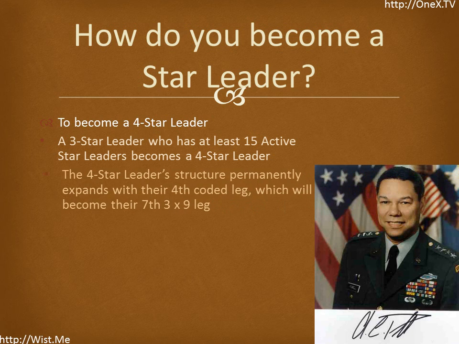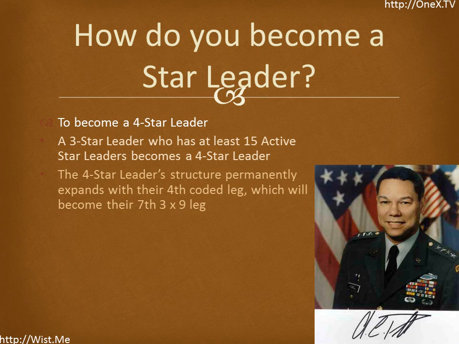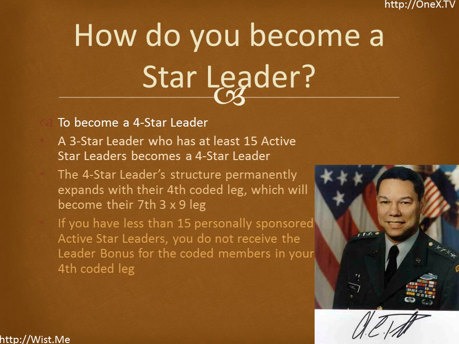When you are a 3-star leader, your structure expands permanently with a third coded leg. You started with 3 legs, you received an extra leg when you were 1-star, you received another extra leg when you were 2-star. Now you receive a third coded leg when you are a 3-star leader. So you started with 3 legs, now you have 6 legs.